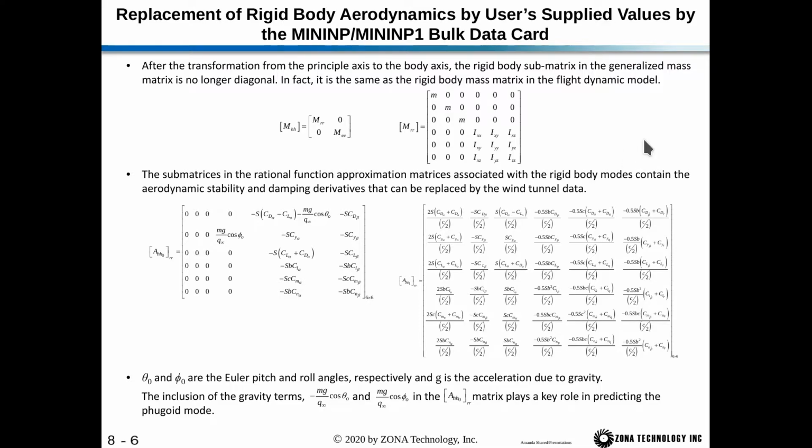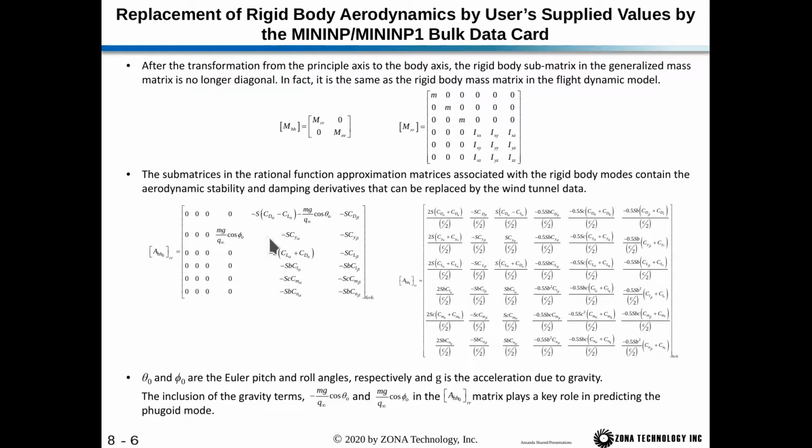Now the submatrices and the rational function approximation matrices associated with the rigid body modes contain the aerodynamic stability and damping derivatives that can be replaced by wind tunnel data or CFD data. So our AHH naught RR, so the RR is the 6x6 rigid body portion of AHH naught, and then our AHH1 RR is given by this matrix.